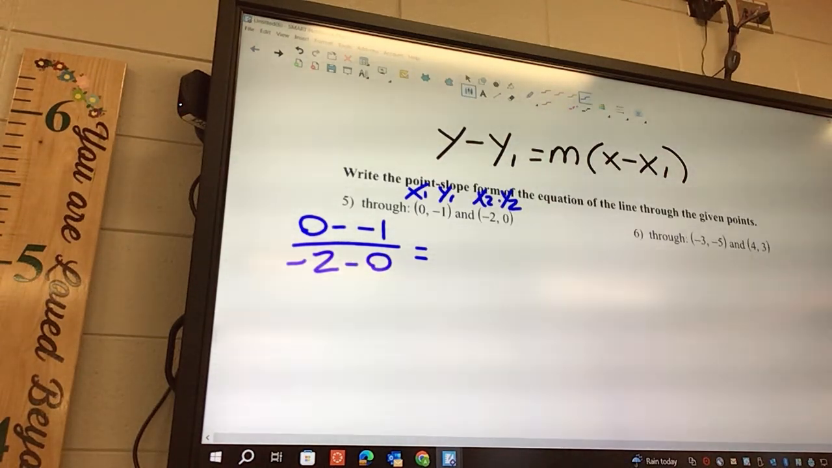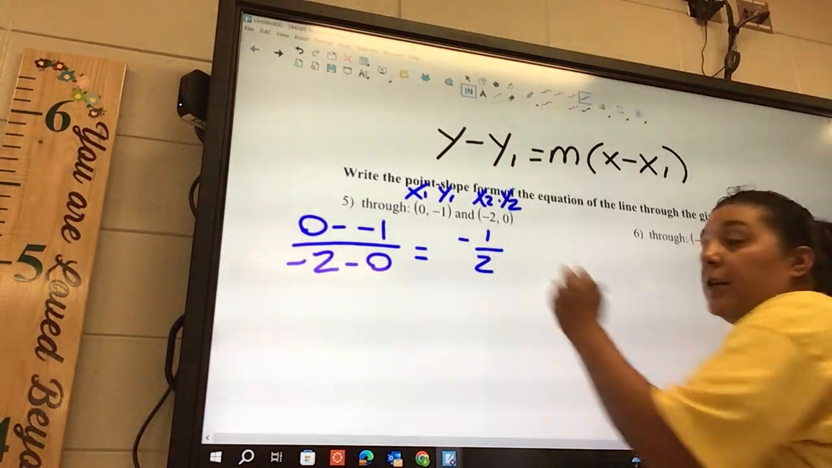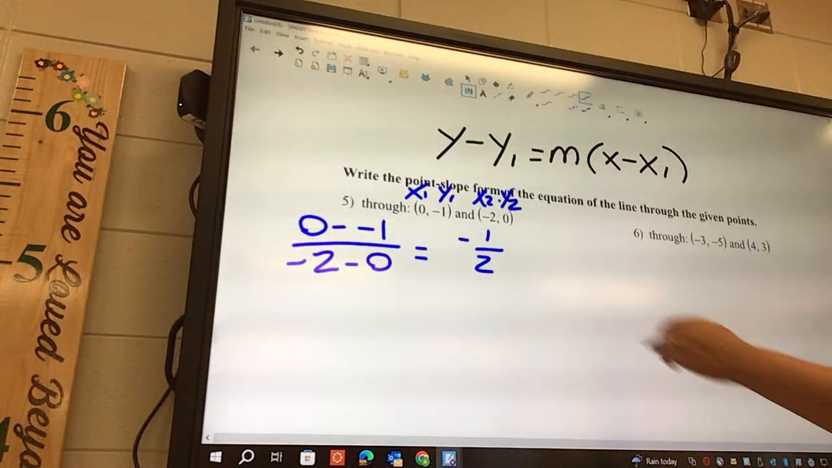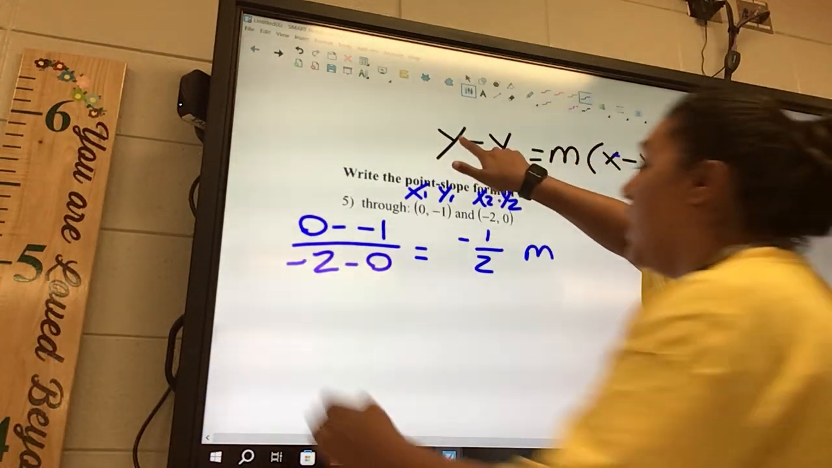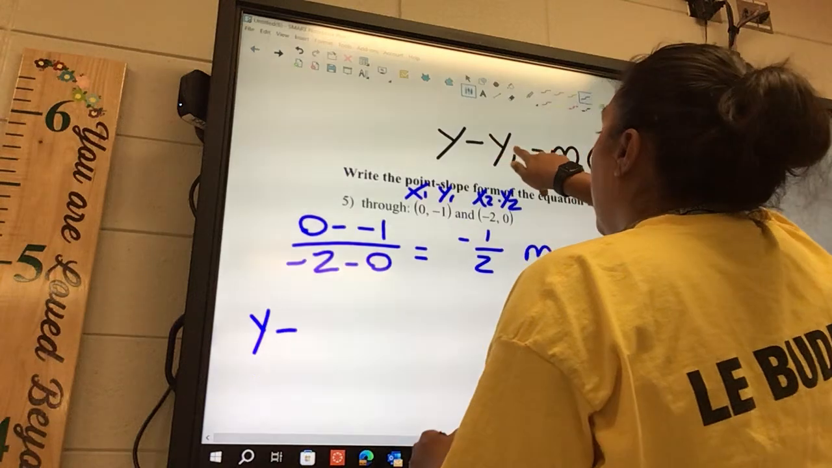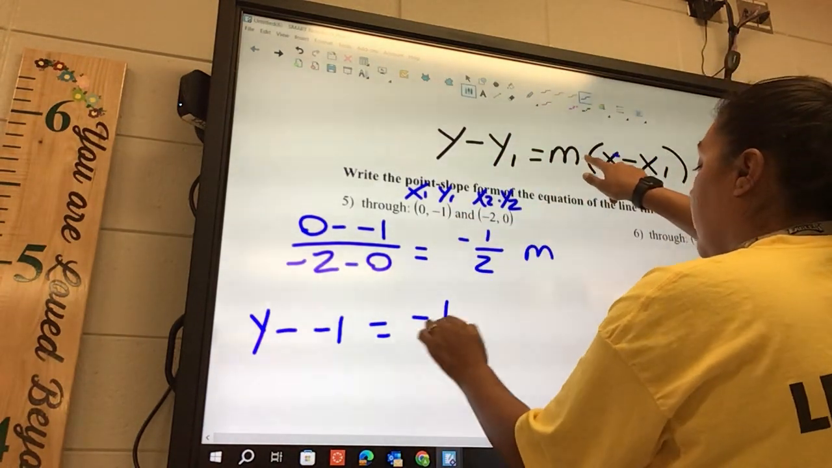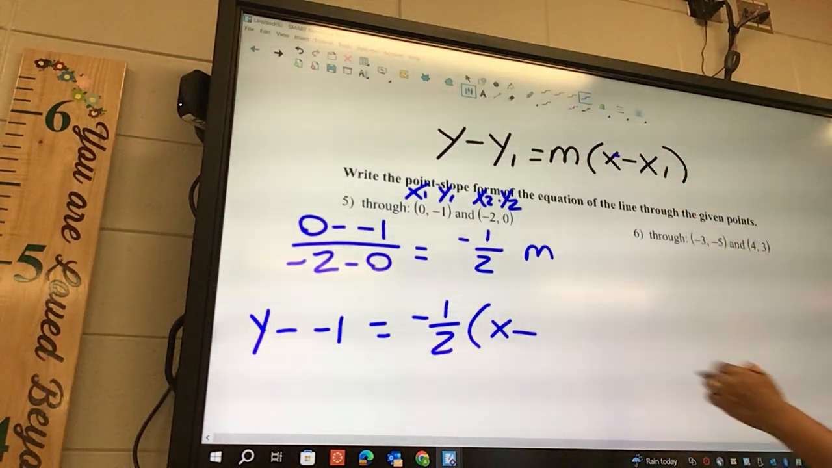Okay, so what is the slope? 1 over negative 2. 1 over negative 2? Negative 1/2? Somebody agree? Okay, so that's my m. That's my slope. And so now we should have everything that we need in order to do this part. Okay, so we got y minus my y1, which is negative 1, equals my m, which is negative 1/2, parenthesis x minus my x1, which is 0.